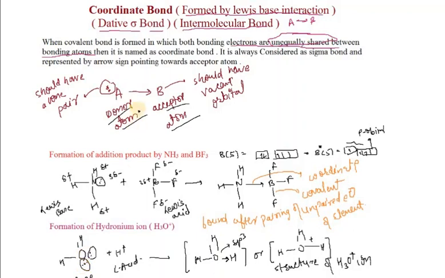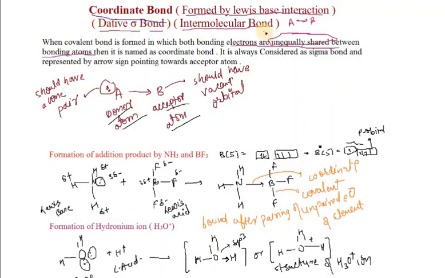So now let's talk about coordinate bond. So here we have coordinate bond. We have previously seen the covalent bond, and a coordinate bond is formed by Lewis base interaction. It is the interaction between a Lewis base and acid. It is also known as dative sigma bond and intramolecular bond.